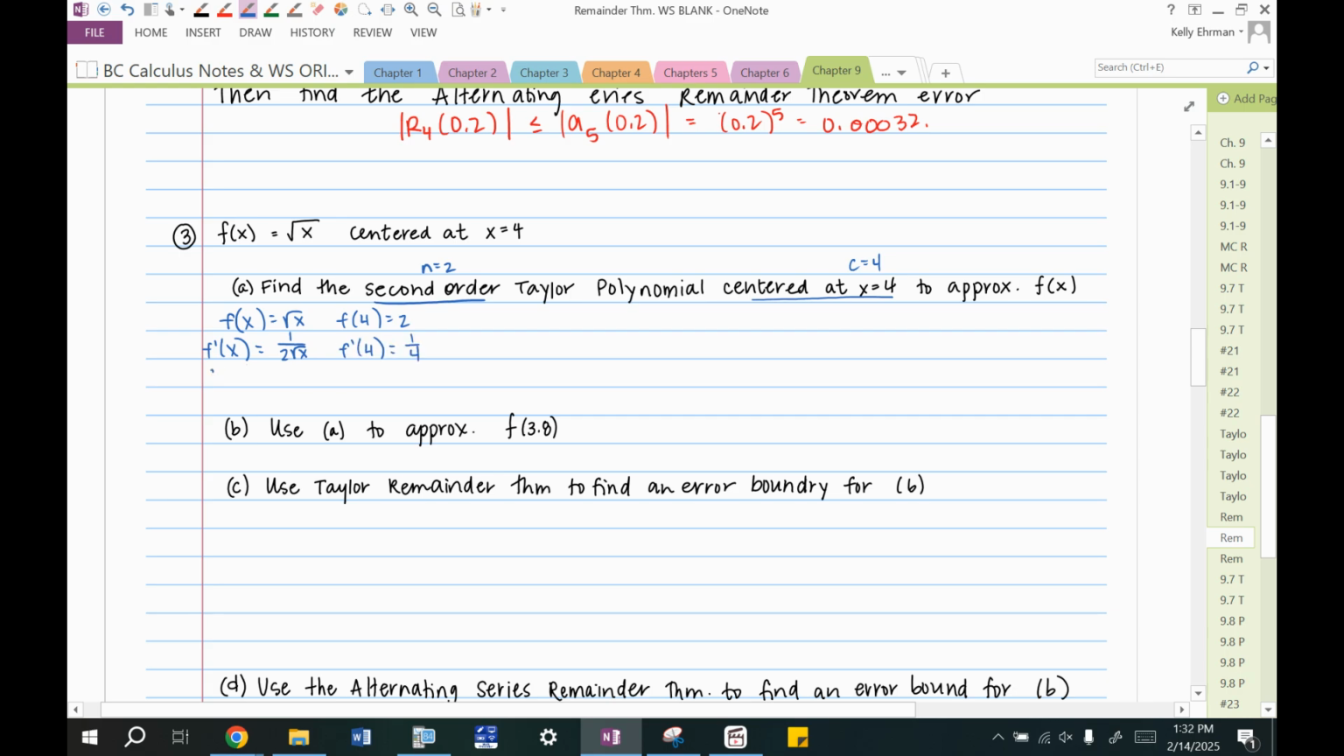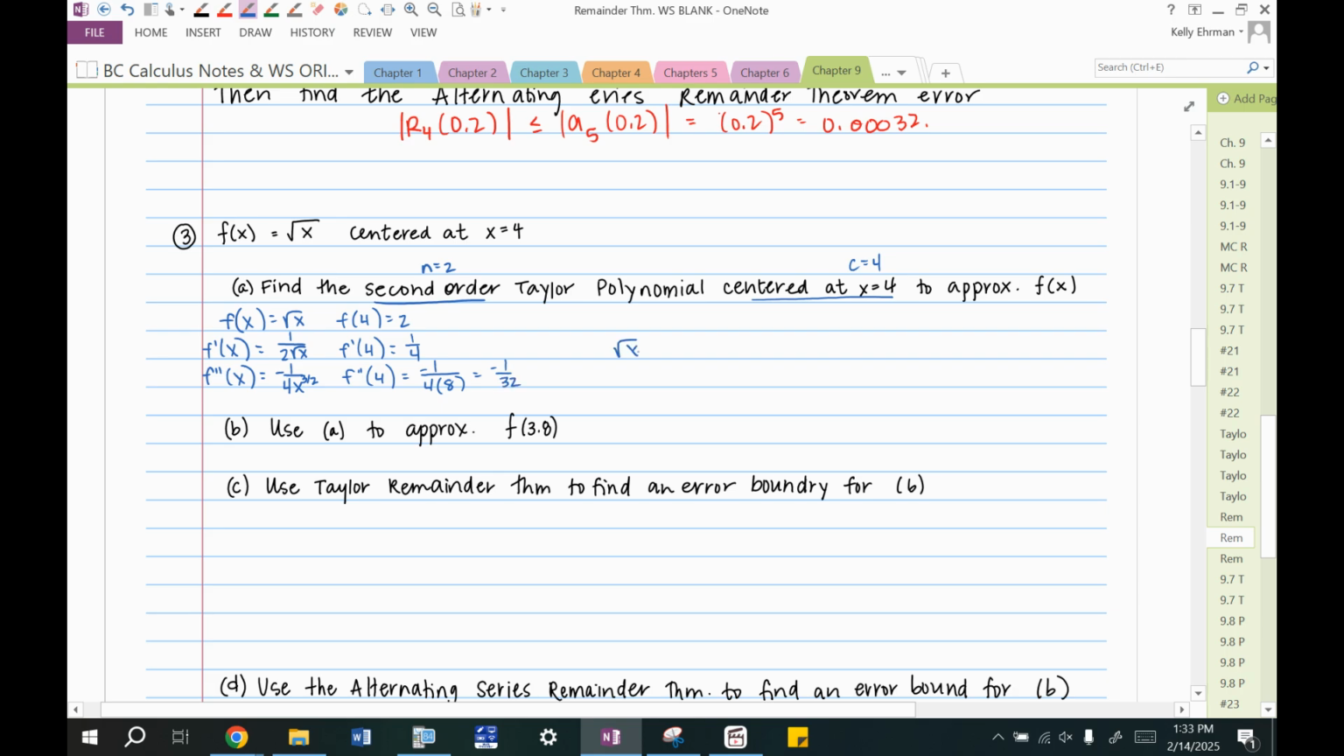And we only have to get to second order, so that's the last derivative to take. So this is 1/2 times negative 1/2, so that's negative 1/4. And then x will be to the 3/2 in the denominator. And when you plug 4 into that, you get negative 1 over 4 times, so square root of 4 is 2, 2 to the third is 8, so negative 1 over 32.